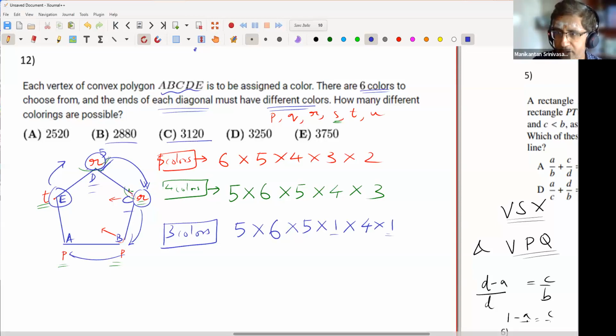Okay, I'll pause here for now. After this is just factoring out and getting an answer. Is this clear to everyone or any doubt? All of you okay on this?